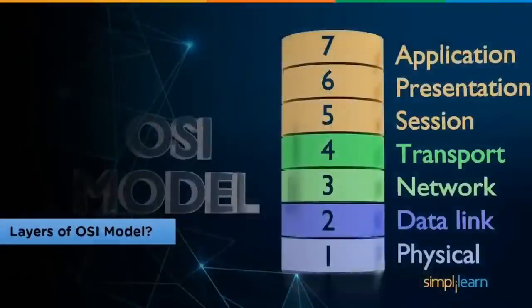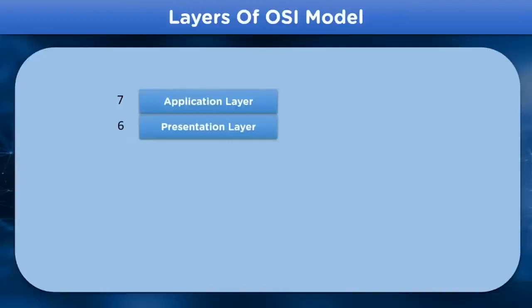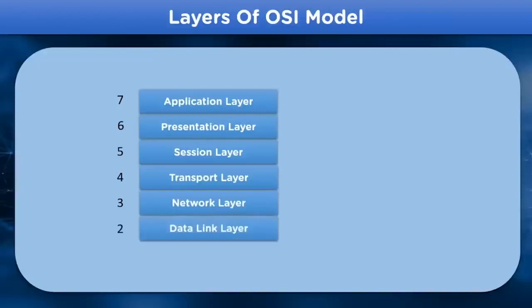Let's take a look at the different layers of the OSI model. The OSI model consists of 7 different layers which perform specific functions and apply different protocols at different layers to maintain the quality and prevent the data from getting corrupted when it is transmitted over the communication channel. Let's take a look at each of them. The first layer is known as the application layer, which is the topmost layer. Then we have the presentation layer, session layer, transport layer, network layer, data link layer, and physical layer, which is the last layer of the OSI model.